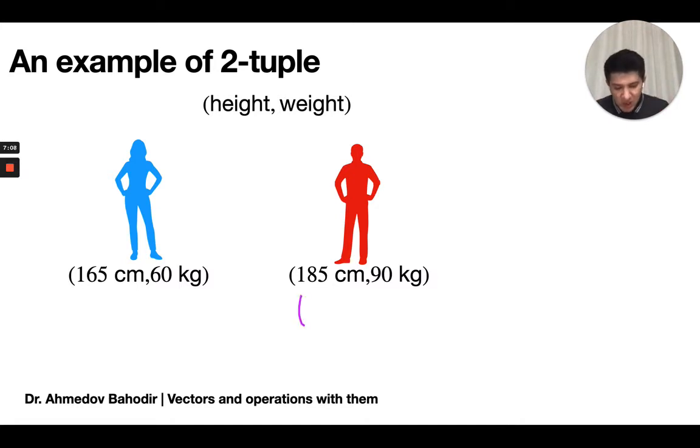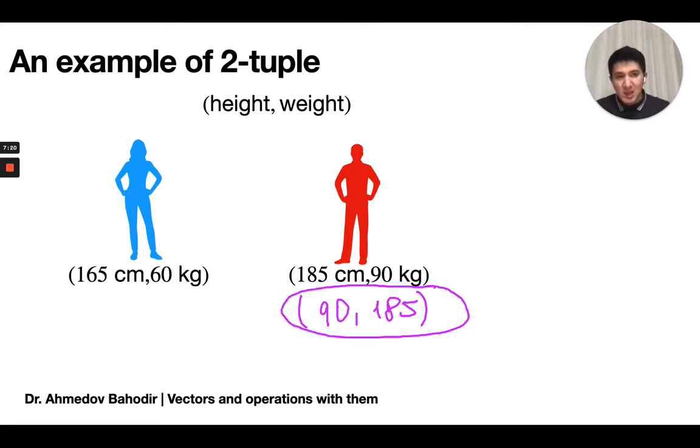If I would just change the order of these numbers and write down 90 and 185, it would mean completely different things, right? It would mean that this patient, the third patient, is going to have 90 centimeters height and 185 kilograms. So the first coordinate is always the height, and this is the weight. And this is much different from this patient. So what I wanted to show you is that a two-tuple is just two numbers written inside the brackets with a comma, but the order is important. If you change the order, it's going to mean a completely different thing.